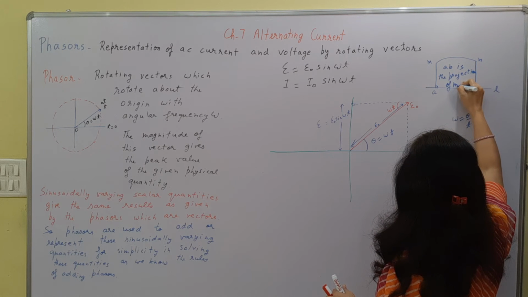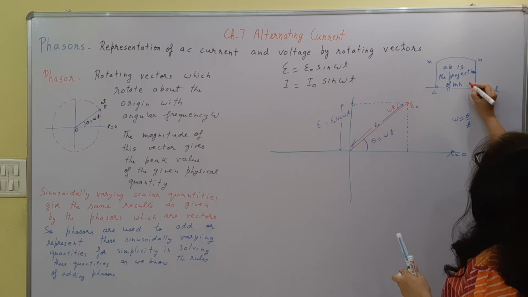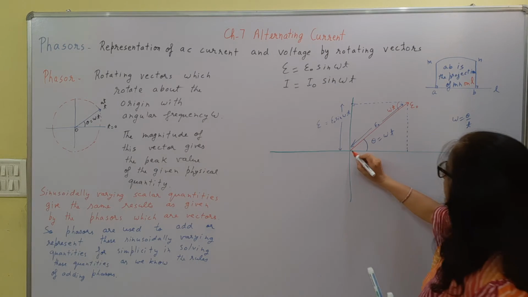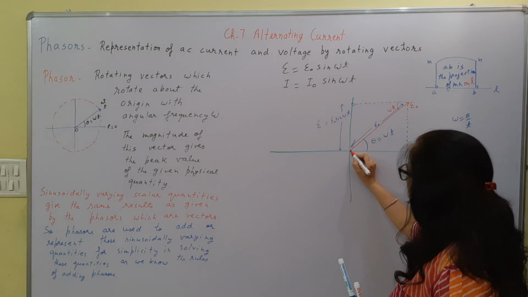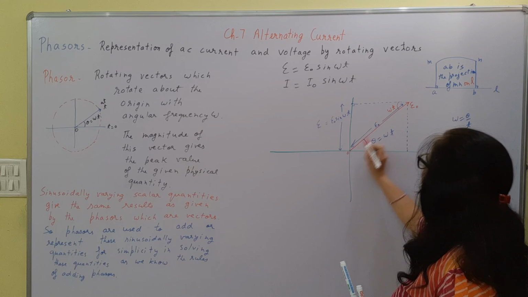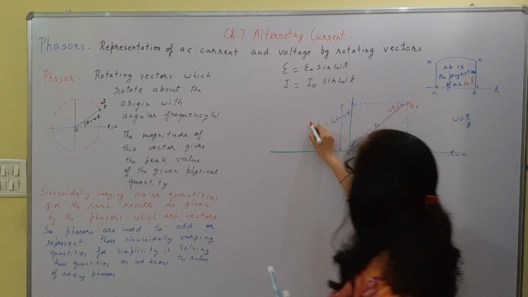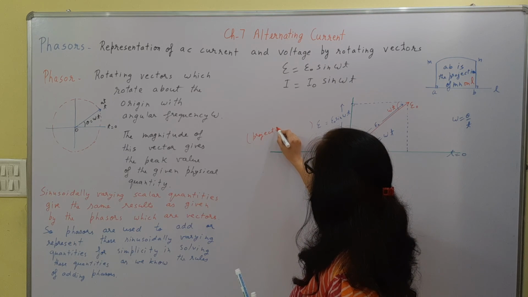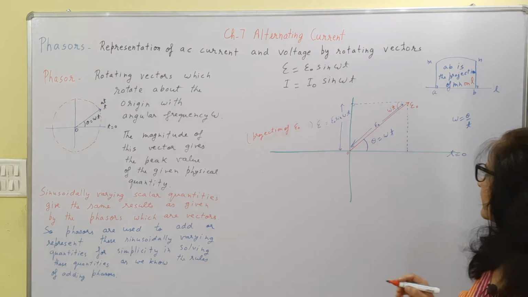of MN on L. So here we are finding the projection of this vector. So I'll drop a perpendicular here and a perpendicular here. So this length will give you the projection of E naught on the vertical line here.